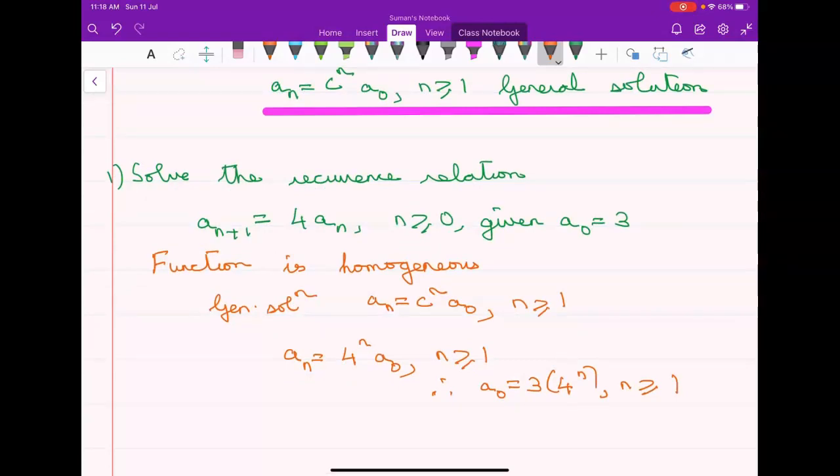Now coming to the next problem, I would take a different ink for that. So solve the recurrence relation.